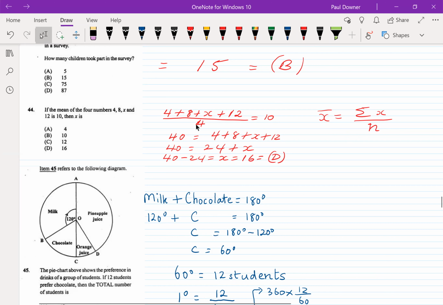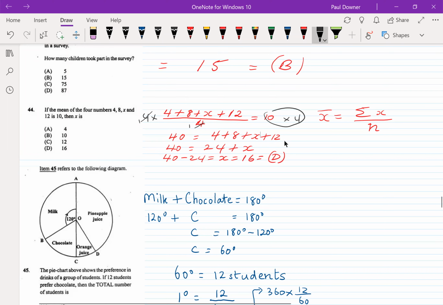We could say that firstly, let's multiply this side by 4 and this side by 4. I'm just going to do it here so you can see. I'm going to multiply here by 4 and multiply here by 4. So this 4 will cancel with this one, and you'll get 40 here. 10 by 4 is 40. So this 40 here is going to be equal to 4 plus 8 plus x plus 12.